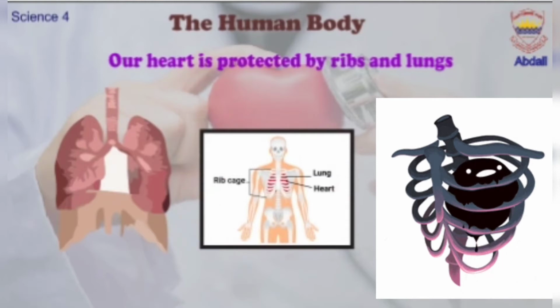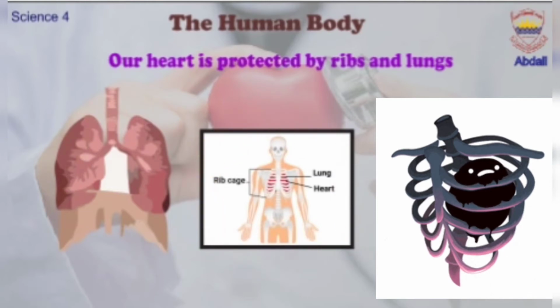How is our heart protected? A pair of lungs protects our heart, which are present around the heart. Students, let's repeat the question again. How is our heart protected?